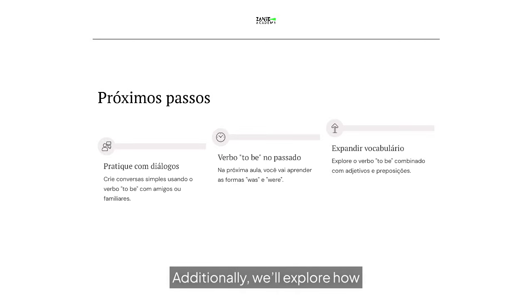Additionally, we'll explore how to combine the verb to be with adjectives and prepositions, which will enrich your vocabulary. This means you'll be able to describe things more vividly, like saying, the book is on the table, or she is kind. It's interesting to see how these combinations can bring your sentences to life, making your conversations even more engaging. So, as we prepare for the next slide, reflect on these ideas and get ready to practice, as this will set a solid foundation for our upcoming lessons. Let's keep building on what we've learned.